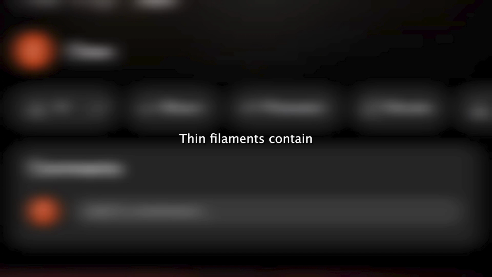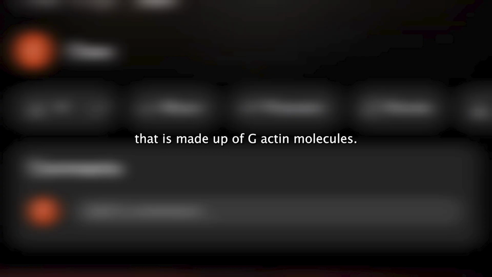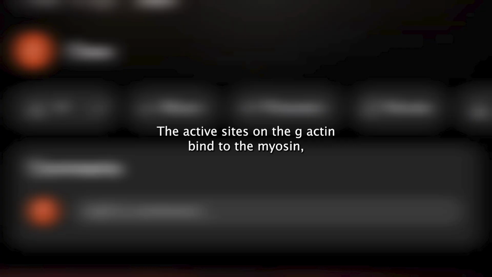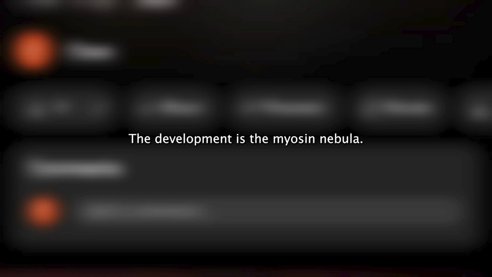Thin filaments contain what's called F-actin, nebulin, which sounds nebulous, tropomyosin, and troponin proteins. Filamentous actin, F-actin, is like a twisted strand of pearls that is made up of G-actin molecules. The active sites on the G-actin bind to myosin, the thick filament. So the thin filament is the actin, the thick filament is the myosin. Nebulin holds the F-actin together.